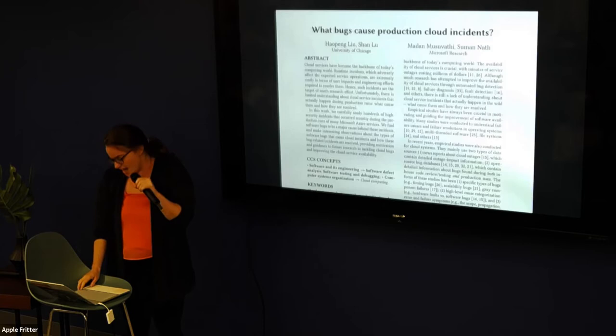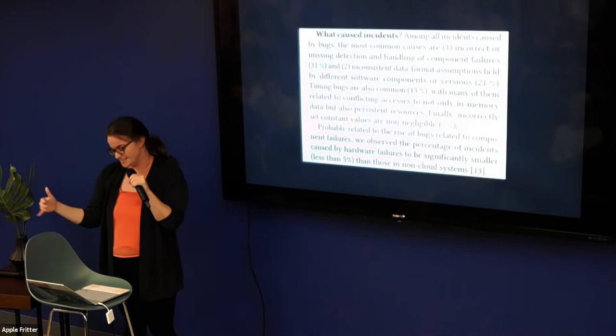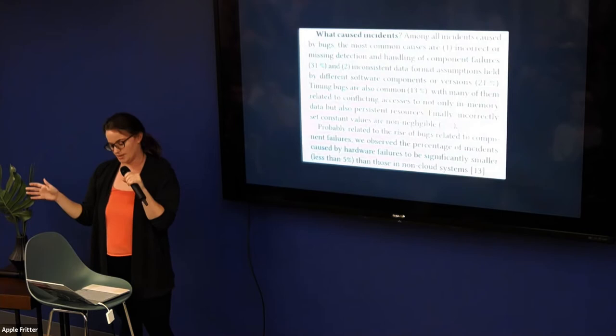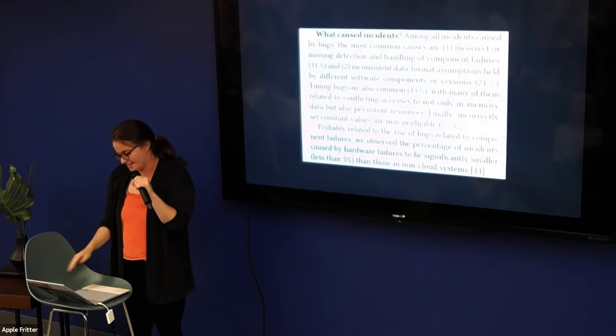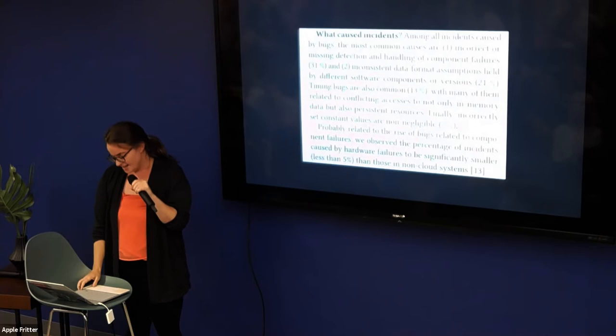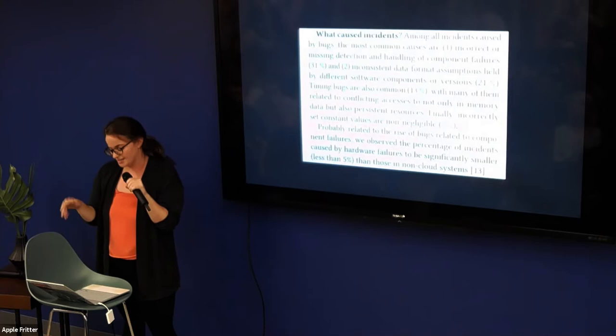Let's get into it. So what caused these incidents? What they did was place bugs into categories. A few were data format bugs, then there were timing bugs, then memory bugs and bugs with variables and stuff like that. We'll get into the exact details. But they also found that not a lot of bugs were actually caused by hardware failures, maybe because they're doing custom hardware and stuff like that.